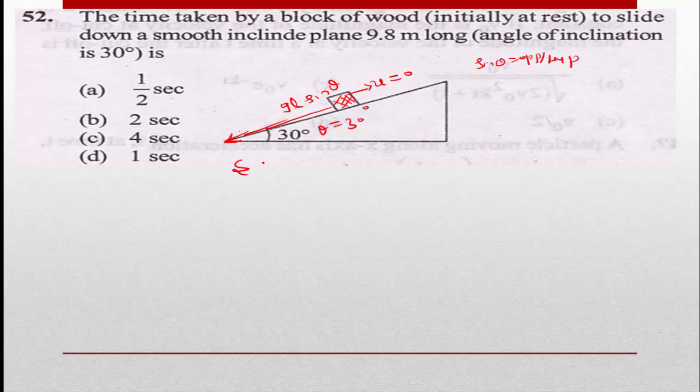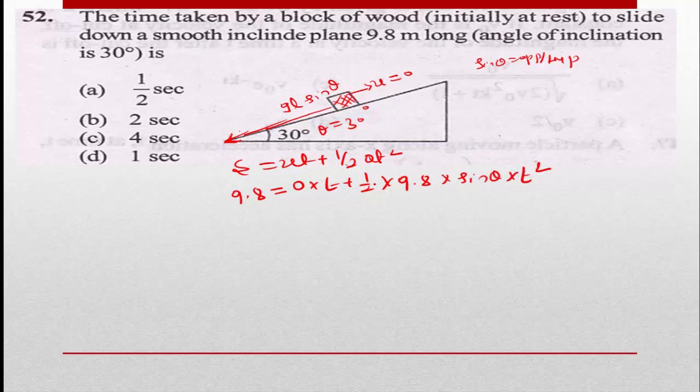From the kinematic equation, S equals ut plus half at square. S is the displacement down the inclined plane, that is 9.8, equal to, initially the body is at rest, so u times t is 0, plus 1 by 2 into a, where a is 9.8 sin theta, into t square. Therefore 9.8 is equal to 1 by 2 into 9.8 into sin theta into t square.